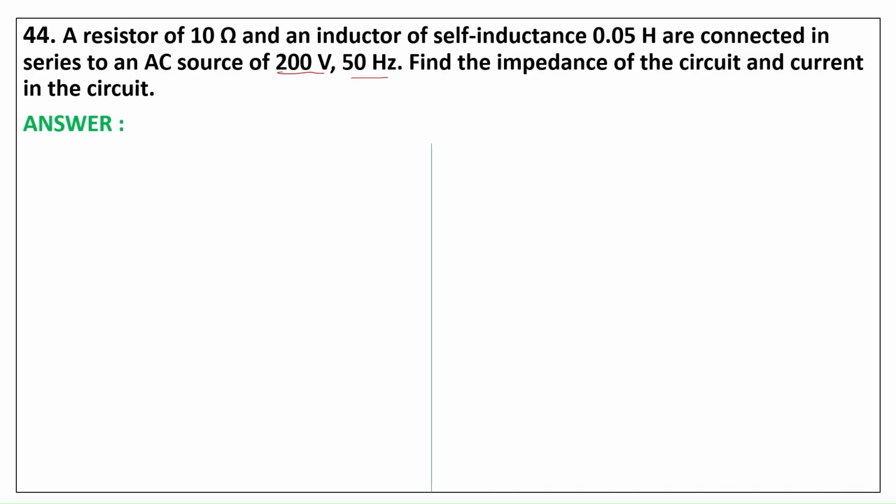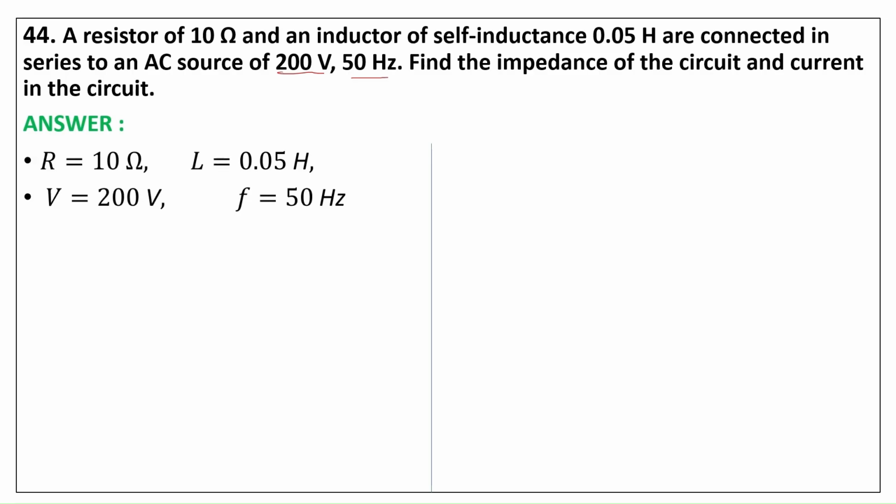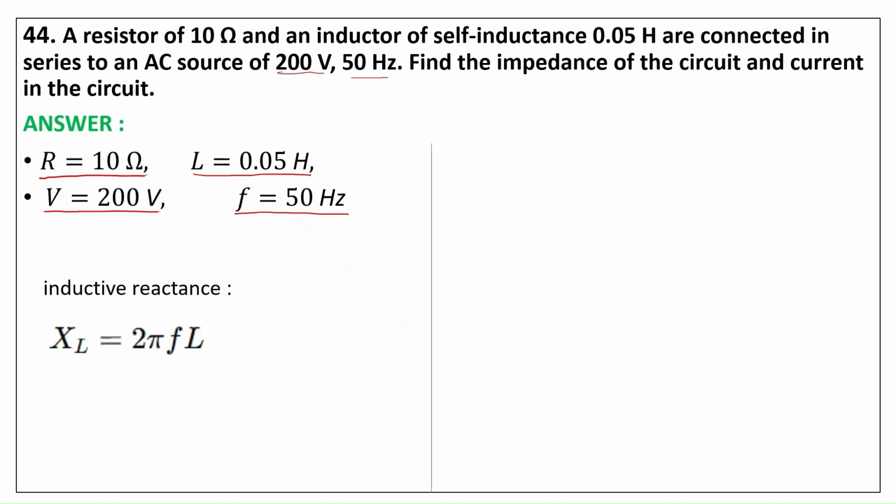Answer. Given resistance R is equal to 10 ohm. Inductance L is equal to 0.05 Henry. Supply voltage, V is equal to 200 volt. Frequency, F is equal to 50 Hz. To find inductive reactance, XL is equal to 2 pi FL.